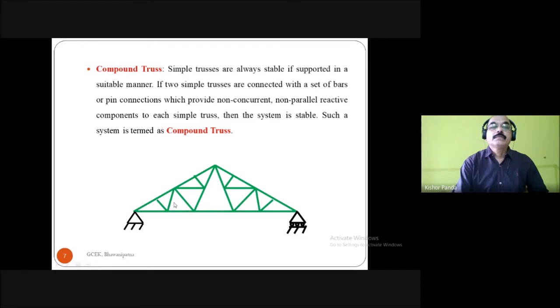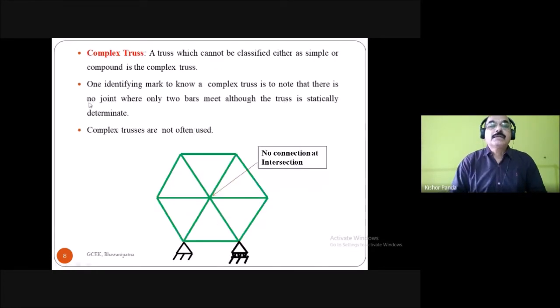Then what is a complex truss? A truss which cannot be classified either as simple or compound is a complex truss. Here you see, this is the complex truss. This is the support, one is a roller support and another is a hinge support. Here you see, at each joint there are three members. But here this is not a joint, there is no connection at the intersection. A truss which cannot be classified either as simple or compound is known as the complex truss.